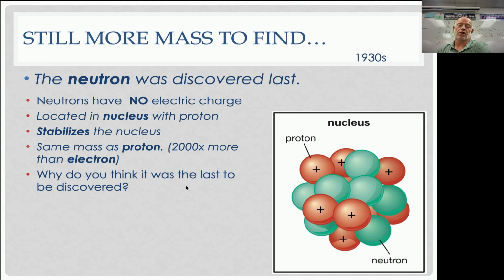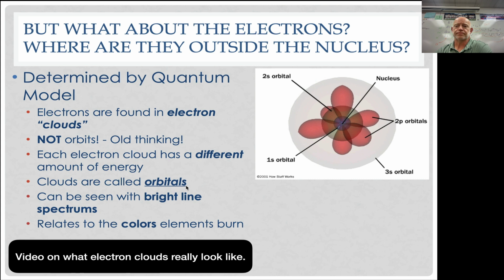So now we know all the particles. We know that there is electrons in a cloud around the outside of the nucleus. We know there is protons inside the nucleus. We know there's neutrons inside the nucleus. We know we have the nucleus that's got a tiny little center that has a lot of mass. So we know a lot about the atom. However, the question now comes up: what about those electrons?